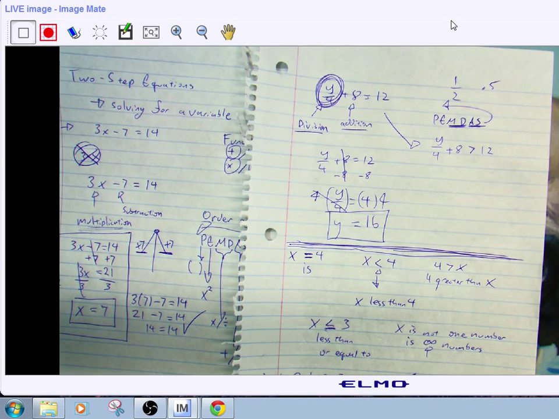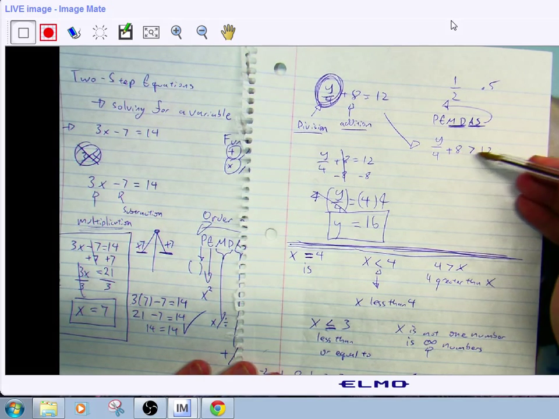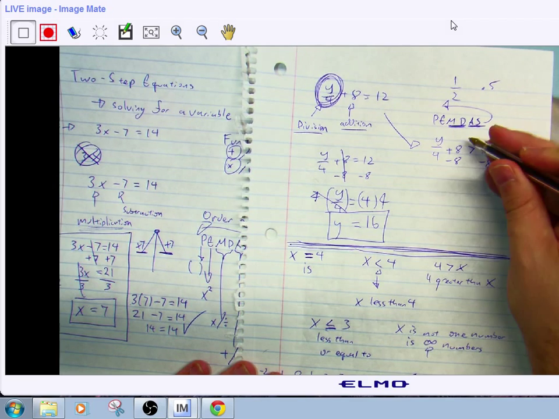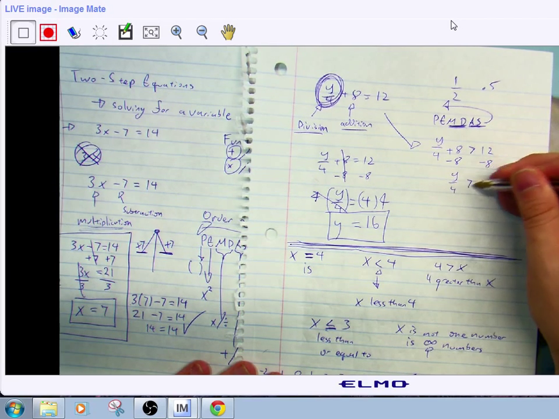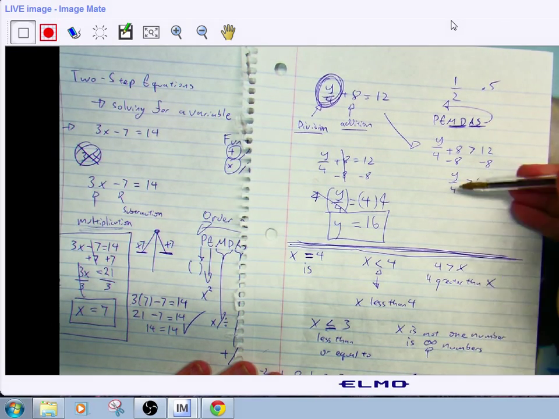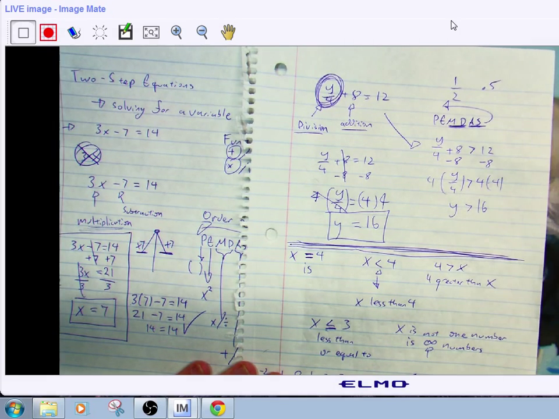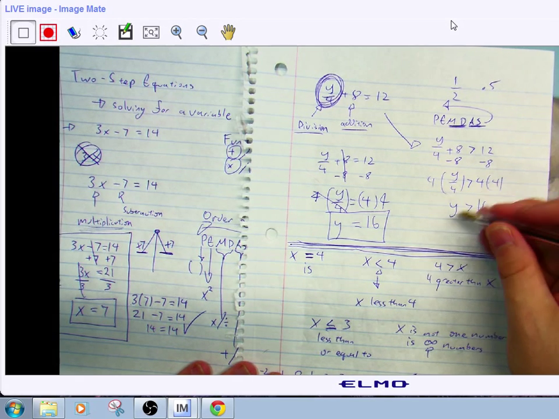So what really changes here? I mean, not a whole lot. We still do the problem pretty much the exact same way. I look at my 8. I'm going to subtract my 8. So I have y over 4 is greater than 4. I'm going to see that it's divided by 4, so I'm going to multiply by 4. So I have y is greater than 16. And that would be the answer.